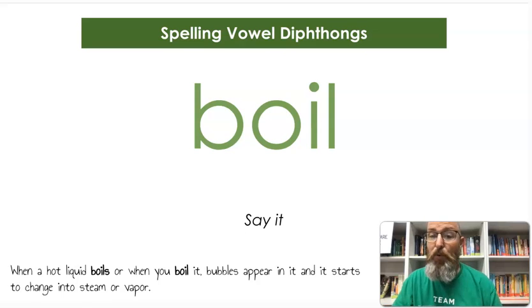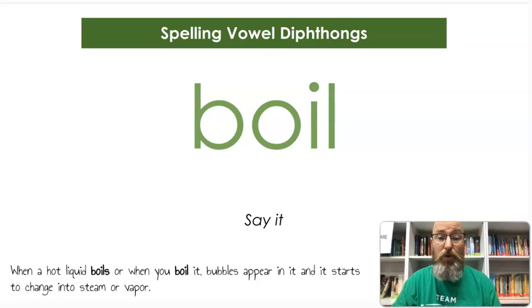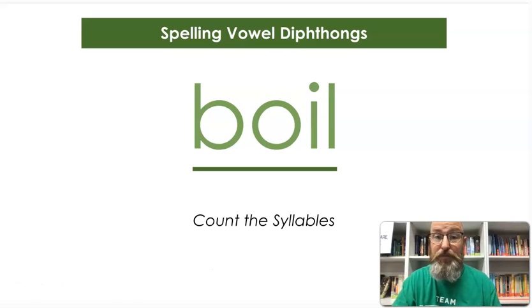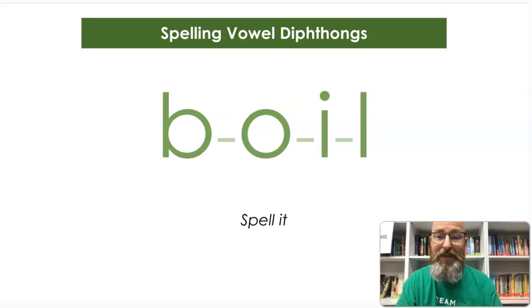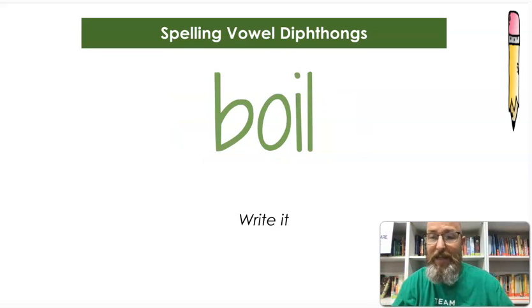Our next word is boil. Say boil. When a hot liquid boils, or when you boil it, bubbles appear in it and it starts to change into steam or vapor. Count the syllables. Boil. Let's spell it. B-O-I-L. Boil. And let's write it.